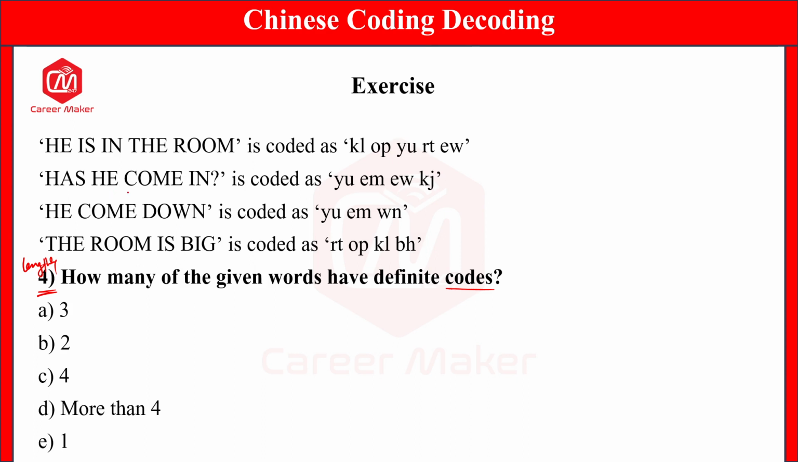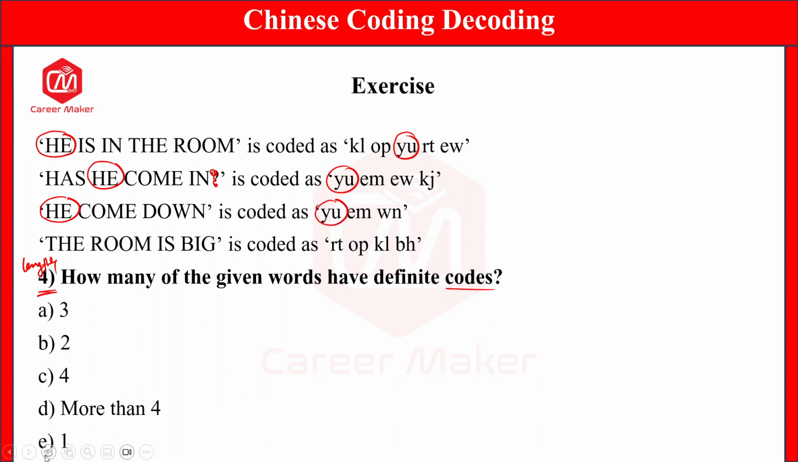Now see how we can find definite codes. You just delete this, this is not required anymore. Here we have he, here we have he, here we have he. So obviously in these 3 lines, if he is common, a single word is also common, that is YU. So we got a definite code of he.